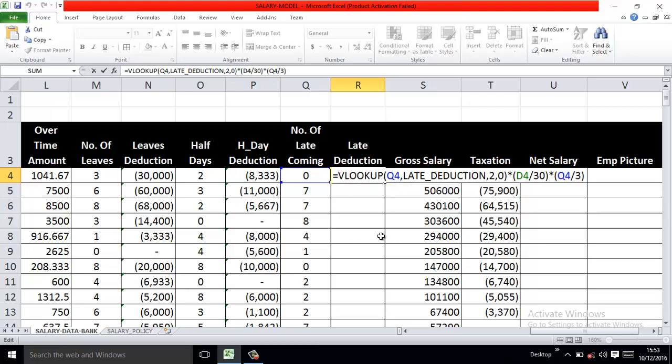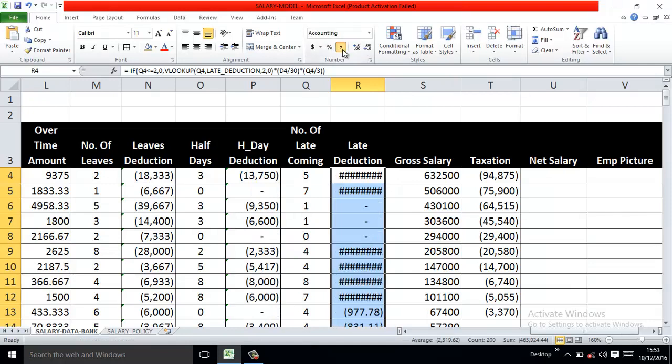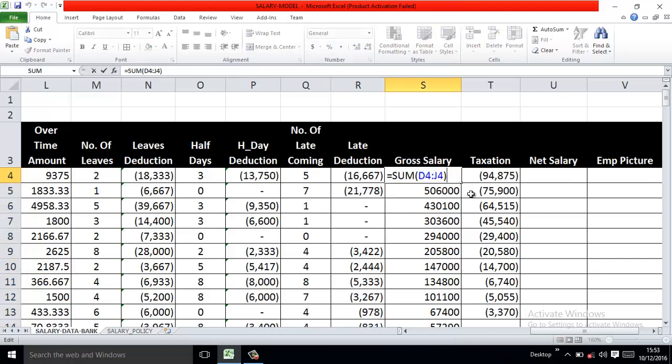Obviously, to manage those employees who did not make any late coming in the entire month, we apply again a check of this. If it's equal to 0, then 0, not equal, sorry, it's less than or equal to 2, which means 0, 1 and 2, no deduction. Then go for further and calculate this one. Now this is the deduction. Okay, that's good. Now let's go to calculate the gross salary.